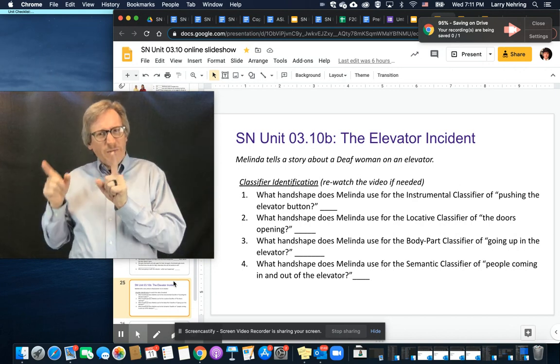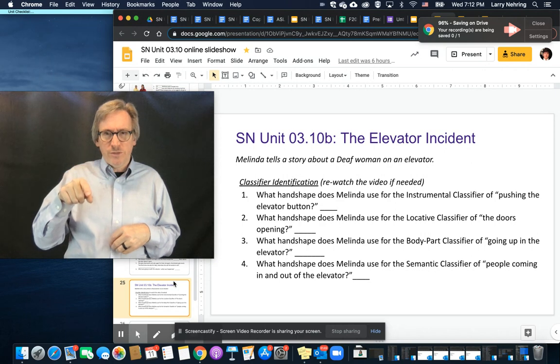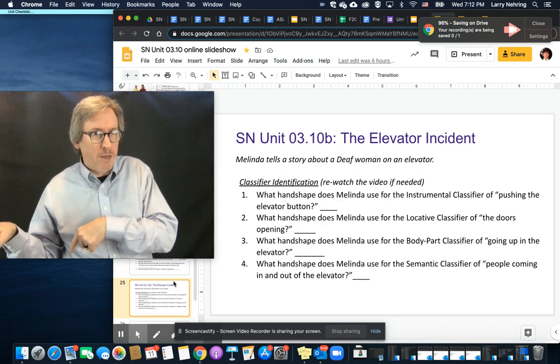If you ignore what the classifier name is and just say, what hand shape does Melinda use to show pushing the elevator button?